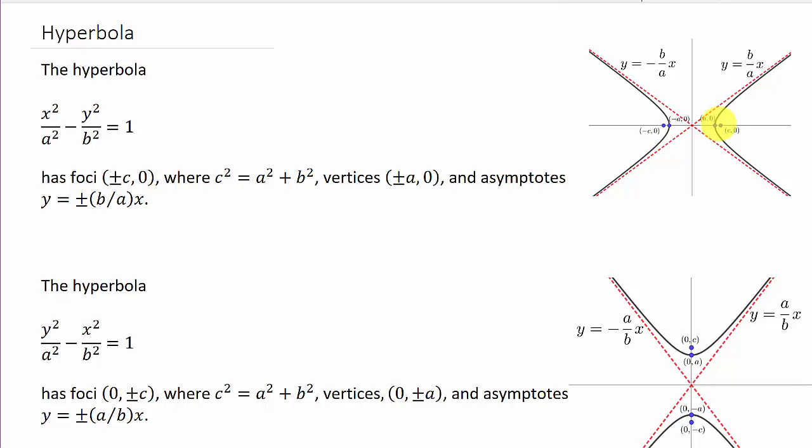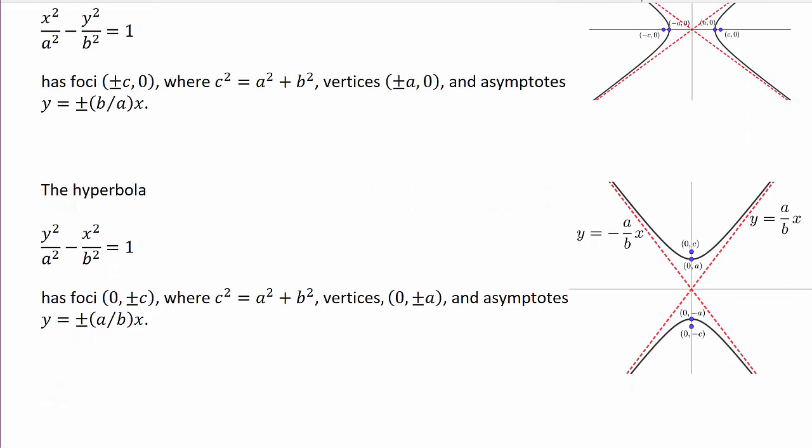I don't know how well you can see this, but the point here is the point negative a, 0, and this point here is a, 0, and then you've got the foci out here at negative c, 0 and c, 0. So when you have x squared over a squared minus y squared over b squared, the hyperbola opens left and right. And then you've got your asymptotes here: y equals negative b over a x and y equals b over a x.